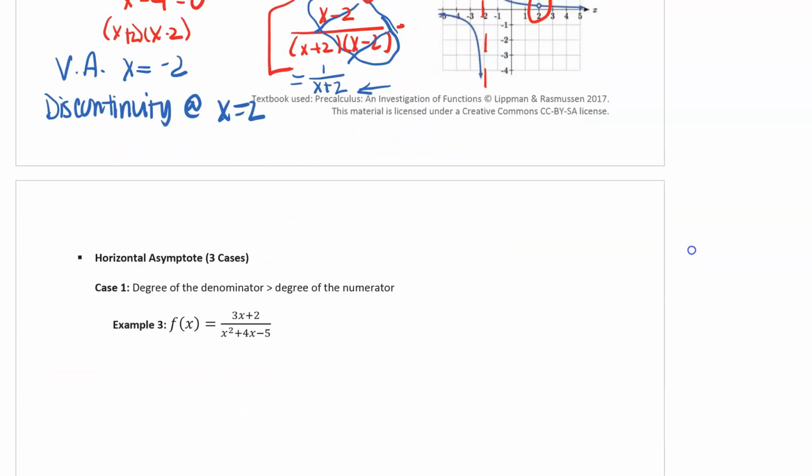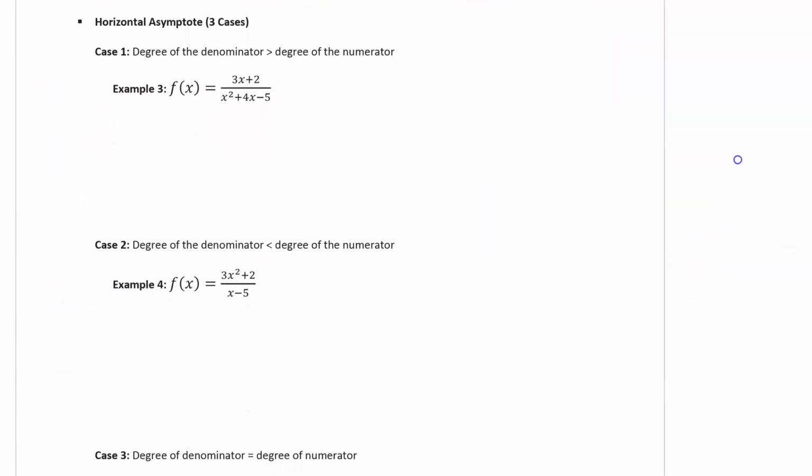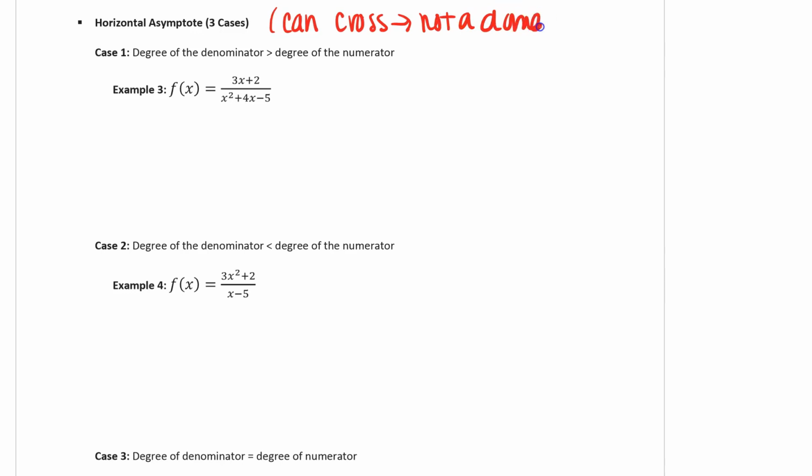If we talk about vertical asymptotes, we also need to talk about horizontal asymptotes, and we have 3 cases for that. Now horizontal asymptotes are this. They can cross, but not a domain restriction.